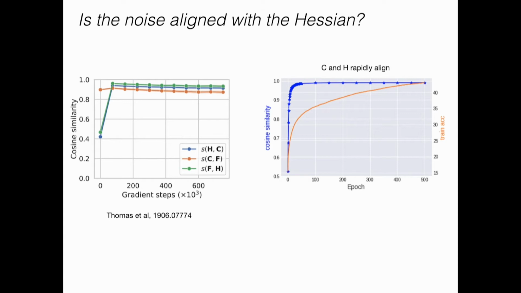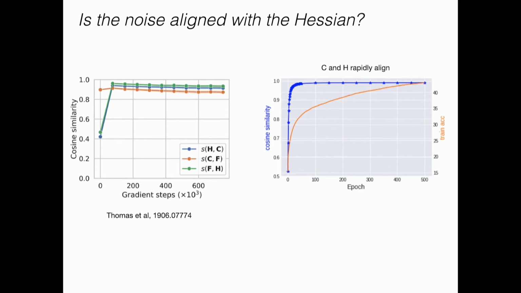Another thing we need to check is whether it is appropriate to assume that the noise covariance is aligned with the Hessian of the loss. A recent paper studied the relationship between various curvature matrices and found that quickly, where quickly is 70,000 gradient steps, the Hessian and the covariance of the noise seem to be highly aligned. We wanted to see whether this happened even sooner, because 70,000 gradient steps is a fair amount.